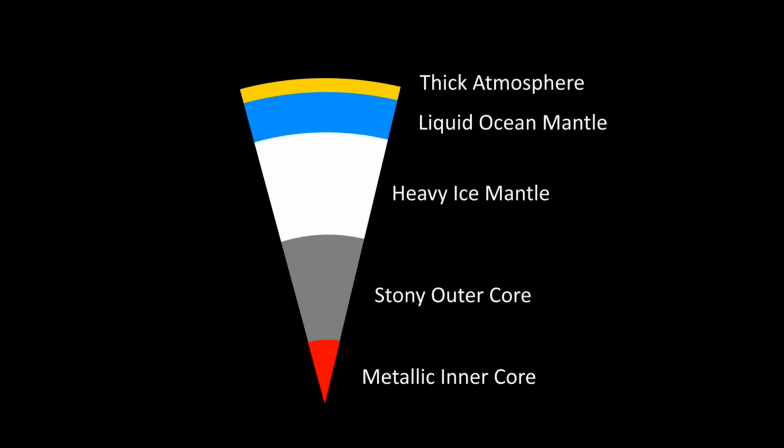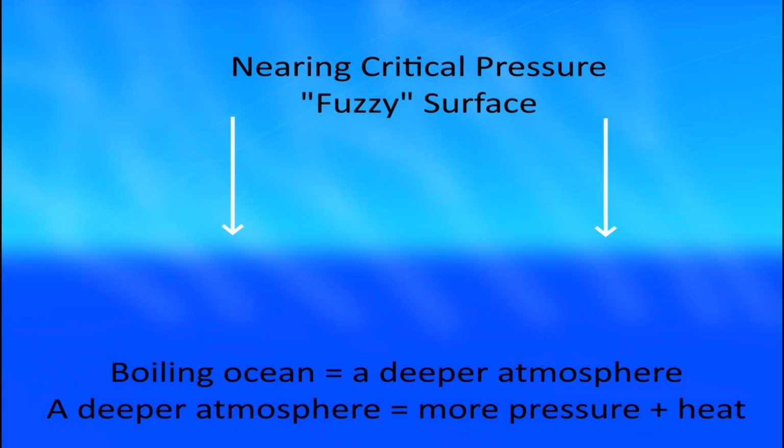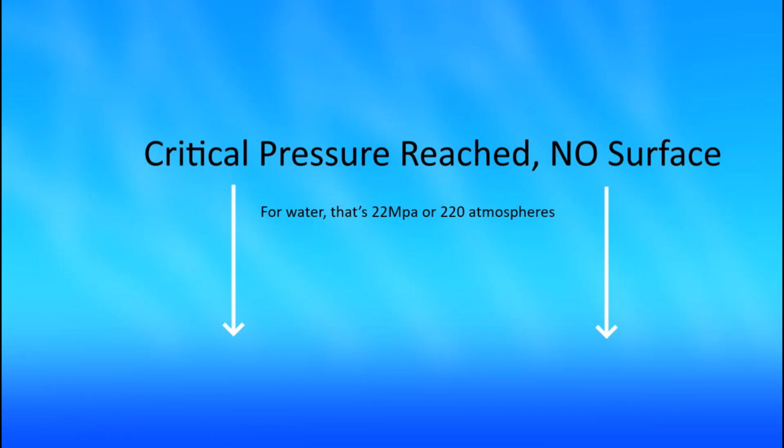Once the top of the ocean's temperature exceeds the boiling point, it will begin to boil down to a depth where the pressure is higher than 22 megapascals, about 220 times the atmosphere of Earth, or 2.5 Venus atmospheres. This is known as the critical pressure, and once the ocean boils to this point, any distinction between the gaseous atmosphere above and the liquid ocean below is erased. The ocean blends into the atmosphere, and this exotic process is what causes the lack of surfaces in our giant planets.